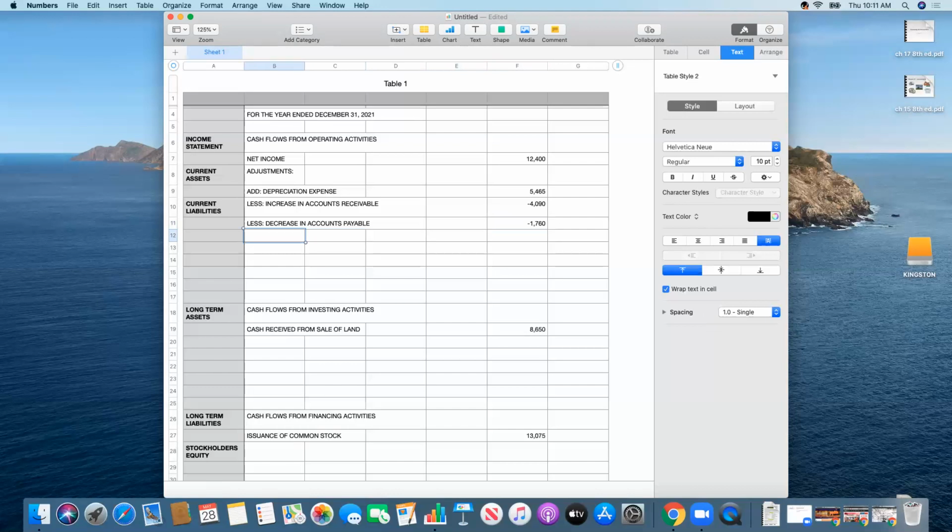Next one, issuance of long-term notes payable. Long-term notes payable, not short-term, right? If it was short-term, that might go up here. But long-term notes payable, issuance of long-term notes payable. Long-term liabilities are a financing activity. And remember, cash is coming into the business. We borrowed money. That's a positive number.